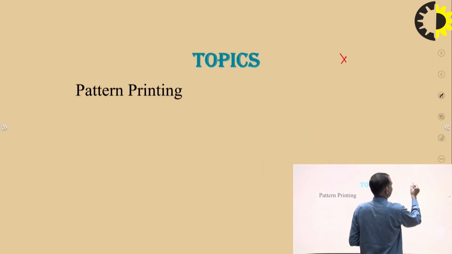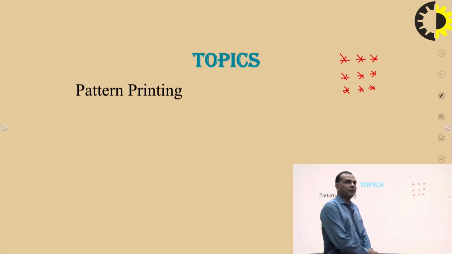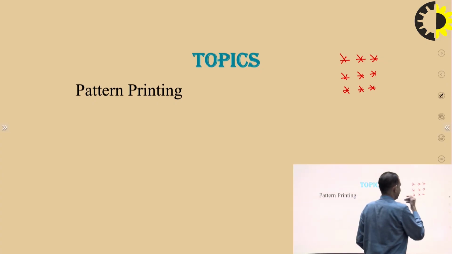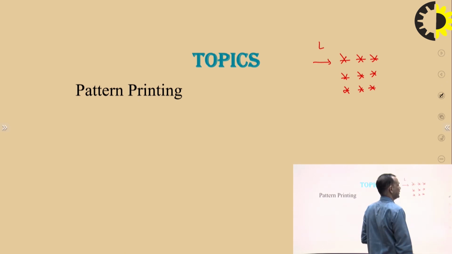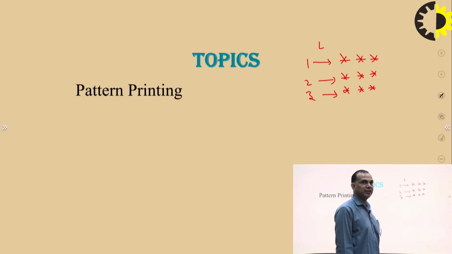Now we have to print this pattern. So what we do, we use a for loop. But how many loops do we use? In basic terms, let me explain in a simple way. This is the first line, this is the second line, this is the third line. So we are using 3 lines.